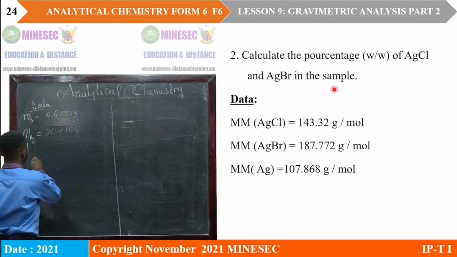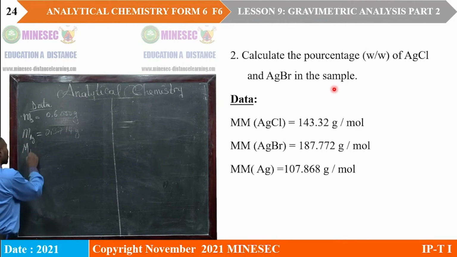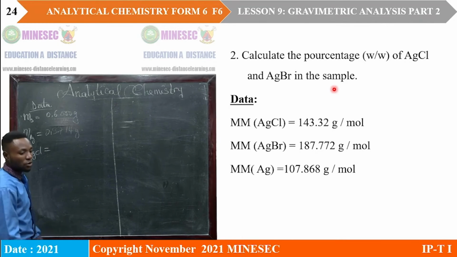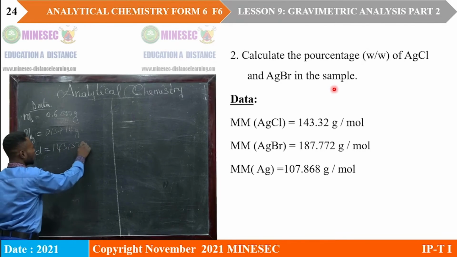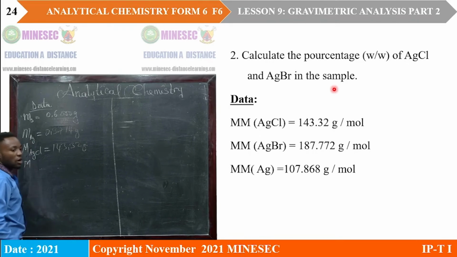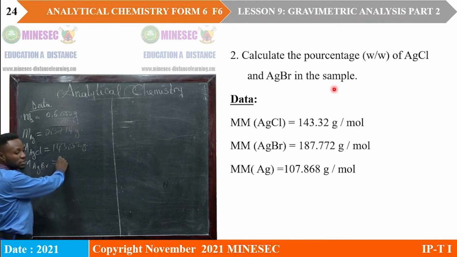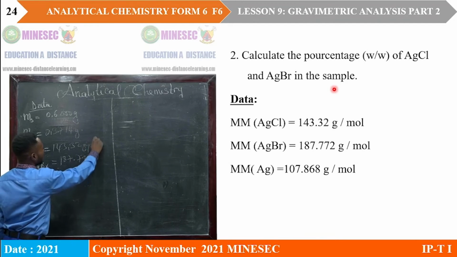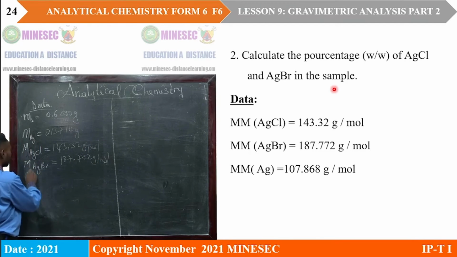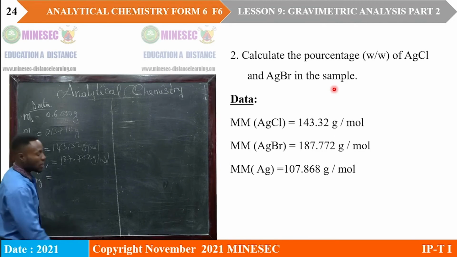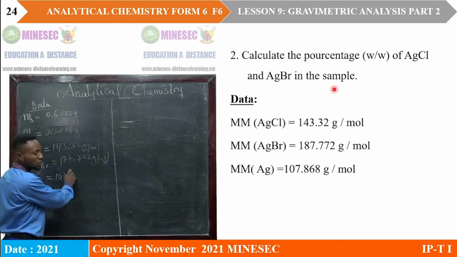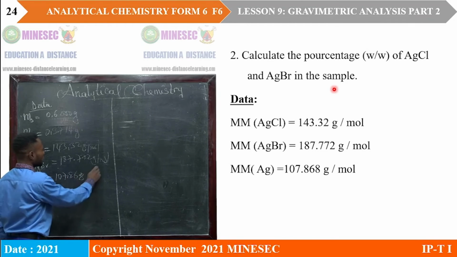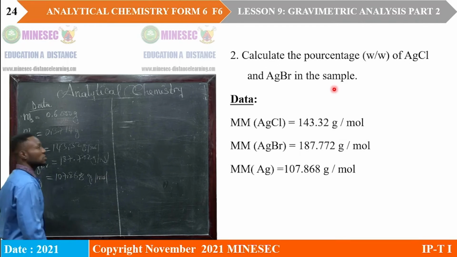The molar mass of silver chloride is equal to 143.32 gram per mole, and the molar mass of silver bromide is 187.772 gram per mole. And the molar mass of silver is 107.868. In other books, you will see that they tell you the molar mass is 108.